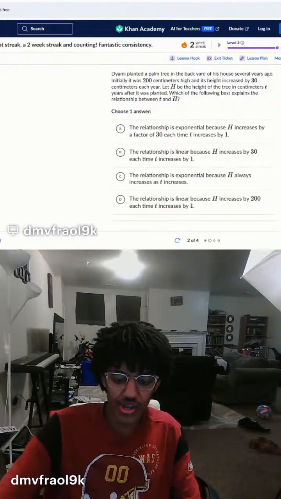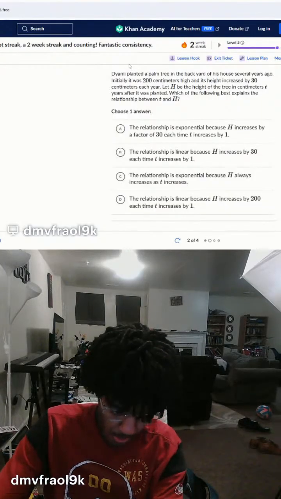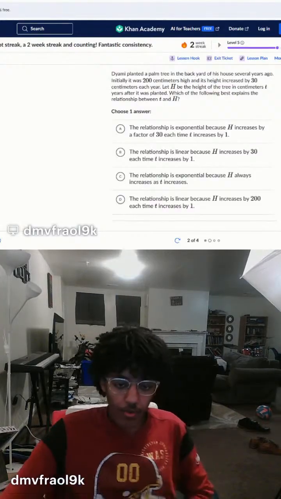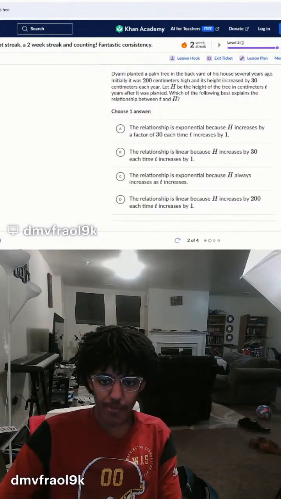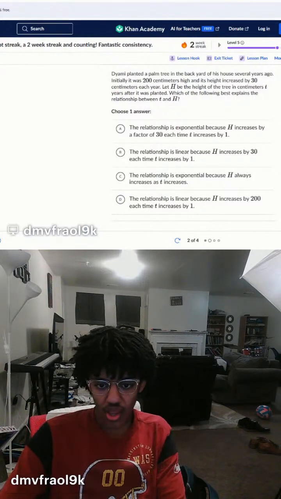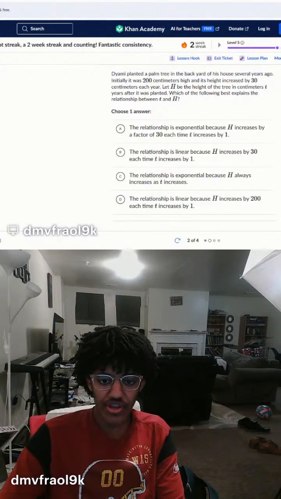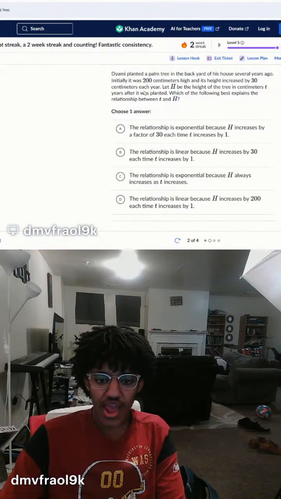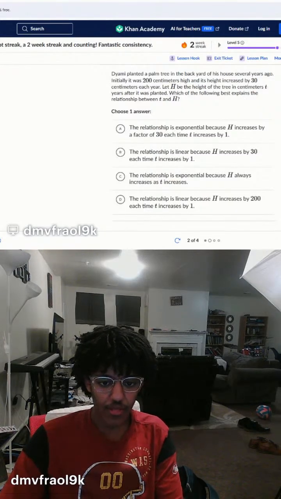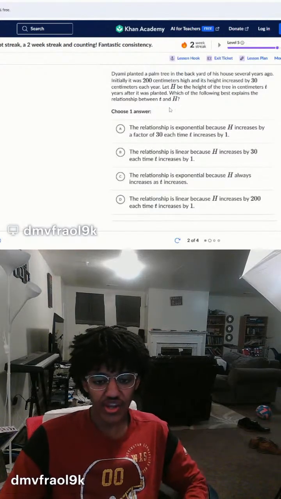Name plants a palm tree in the backyard of his house several years ago. Initially, it was 200 centimeters high, and its height increased by 30 centimeters each year. Let H mean the height of the tree in centimeters T years after it was planted. Which of the following best explains the relationship between T and H?